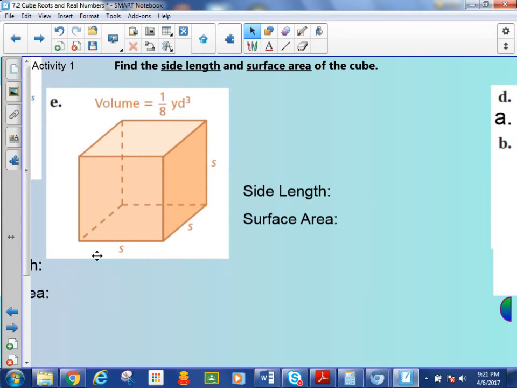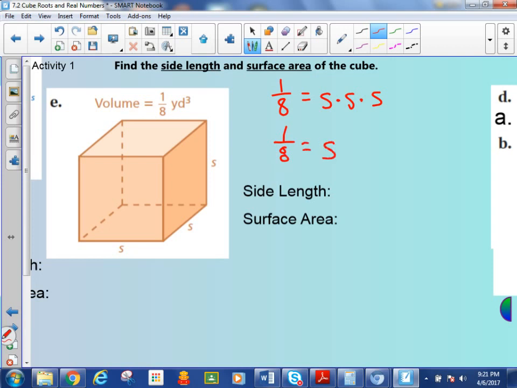We have the volume is 1/8 yard cubed. So volume equals 1/8 cubed. Our volume is, we're going to take our 3 sides and multiply them together. So S times S times S has to equal 1/8. Or the other way that can be written is 1/8 equals S to the 3rd. To get rid of that S to the 3rd power, we have to do the 3rd root of 1/8. So that looks like this.